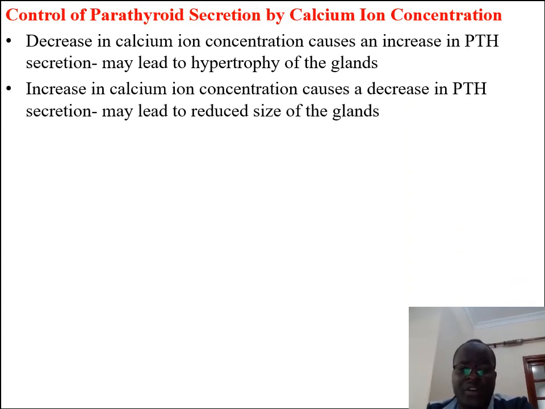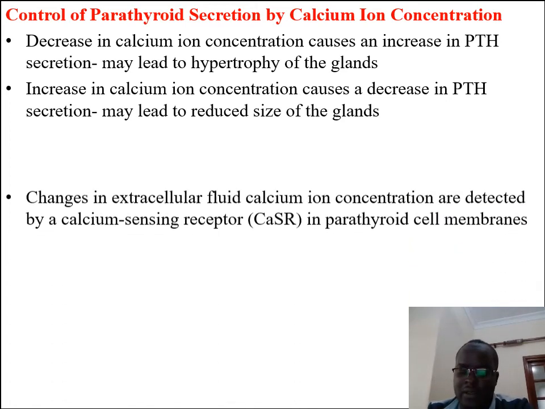An increase in calcium ion concentration causes a decrease in parathyroid secretion, so it's the opposite. If you have an increase in calcium concentration, hypercalcemia, it will inhibit the release of parathyroid hormone, and the size of the parathyroid gland can decrease. That will bring about atrophy of the parathyroid gland, so they may reduce in size because of that.